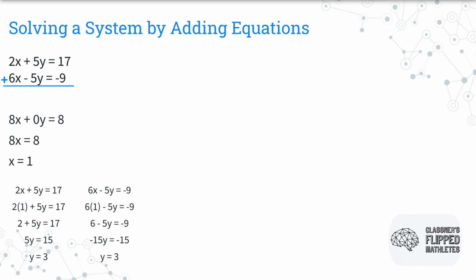So remember, a system is where 2 lines cross in the xy coordinate plane. So your solution here is 1, 3.